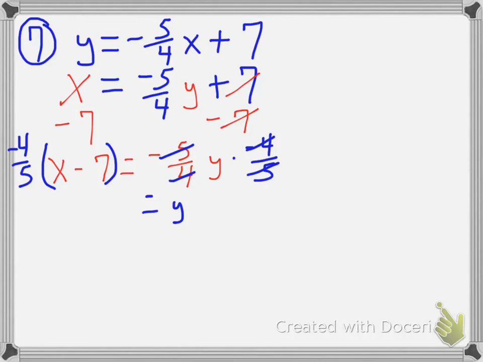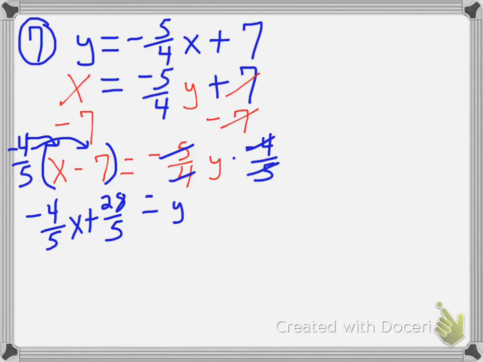then that's going to be negative 4 fifths times x, so I distribute this 4 fifths to everything, there and to there. So negative 4 fifths times x is a negative 4 fifths x, and negative 4 fifths times negative 7, the negative times a negative makes that a positive. And then I go that as 7 over 1, so 7 times 4 would be 28. 5 times 1 would be 5.